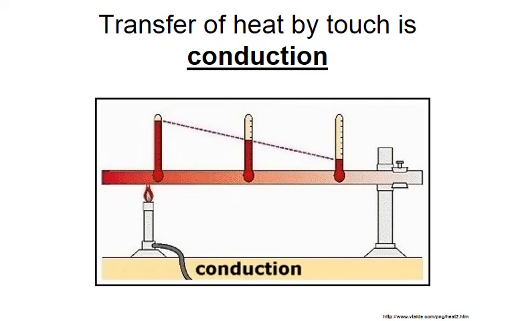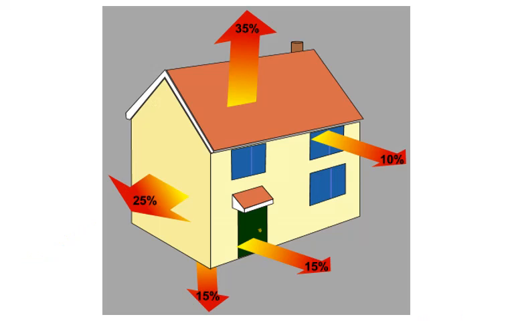So transfer of heat by touch we consider as conduction. That's one way that we transfer energy. This is a picture of a burner that is heating up a metal bar. What's happening is these molecules in here are hitting the other ones, and then they're hitting these, and then these, and it transfers this energy all the way through. That's by touch, by conduction.